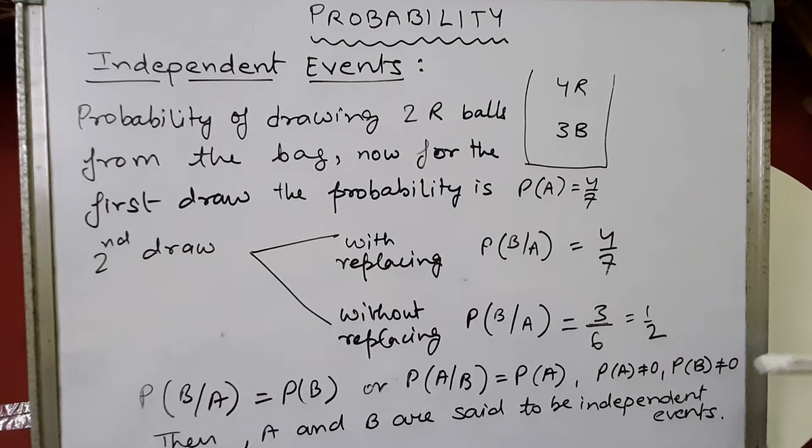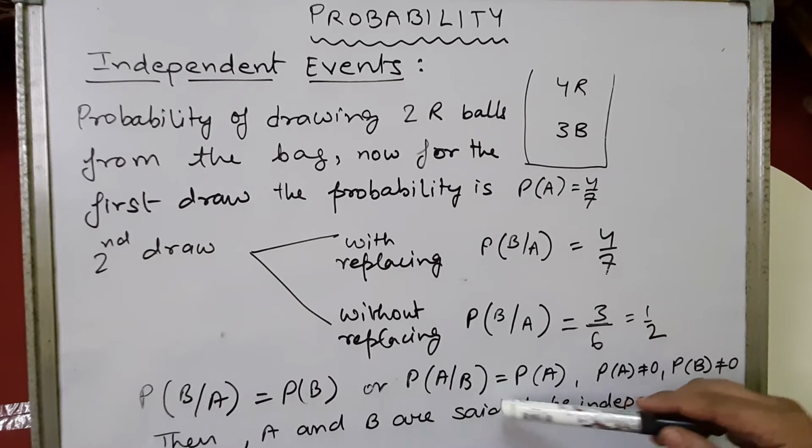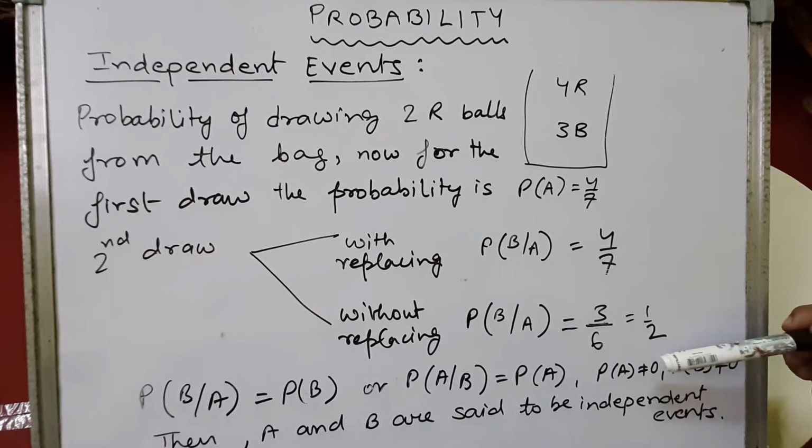So this is the condition that we have written here for independent events: if probability of B upon A is equal to probability of B, or probability of A upon B is equal to probability of A, where P(A) is not equal to 0 and P(B) is not equal to 0, then we say that A and B are independent events.